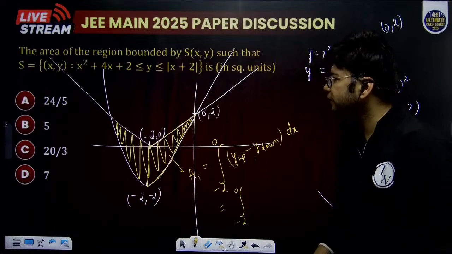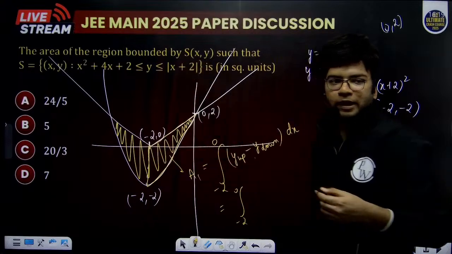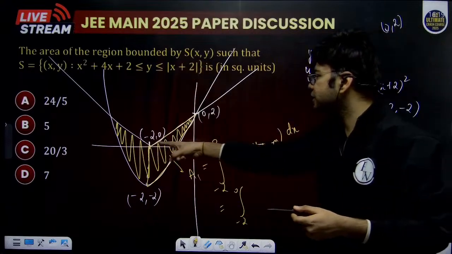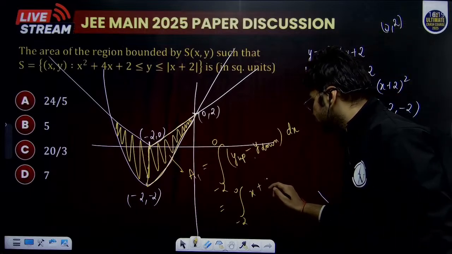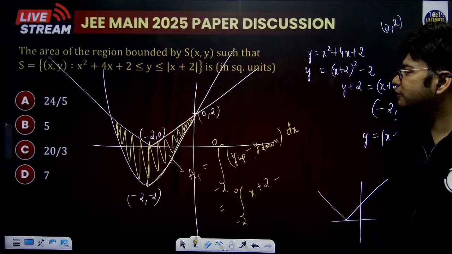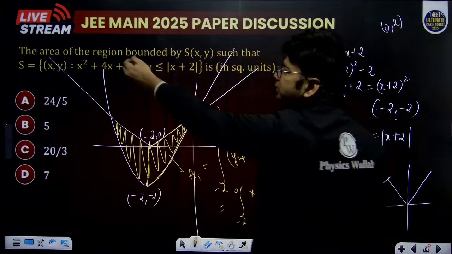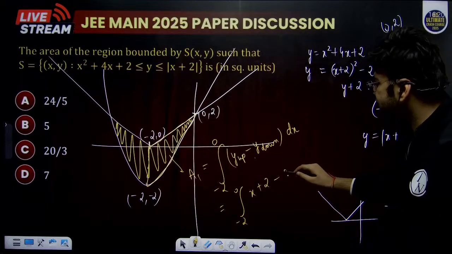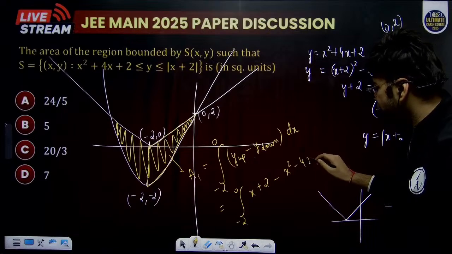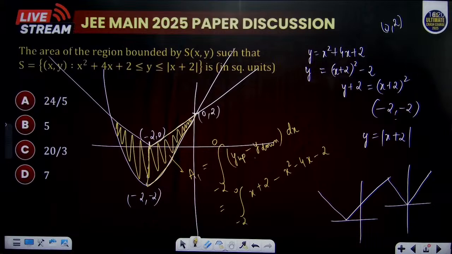What is y up? Y up is this particular curve. Now mod can be opened as positive because this is the line y equal to x plus 2. So this will become x plus 2 minus, what is y down? Y down is this particular curve. What is this particular curve? x square plus 4x plus 2. So this will be x square minus 4x minus 2, something like this.